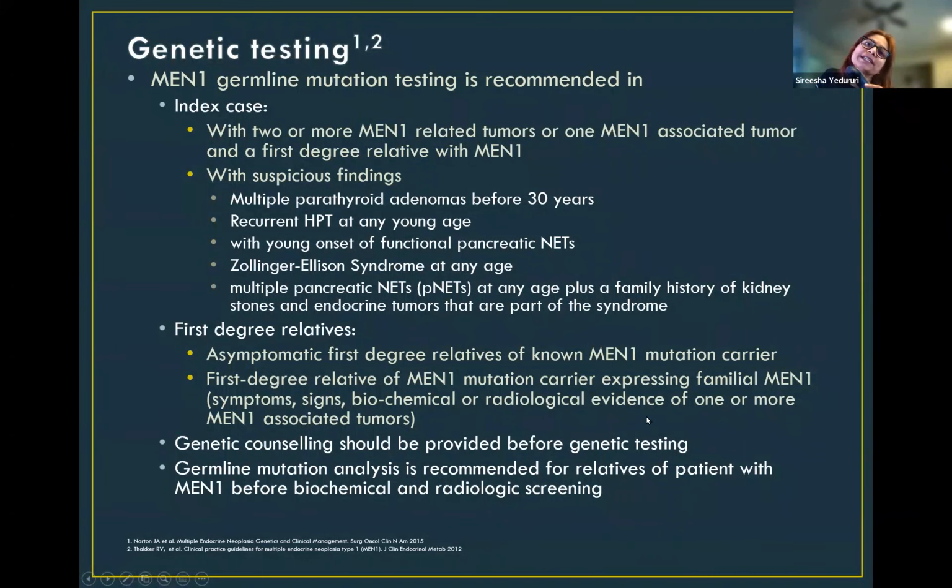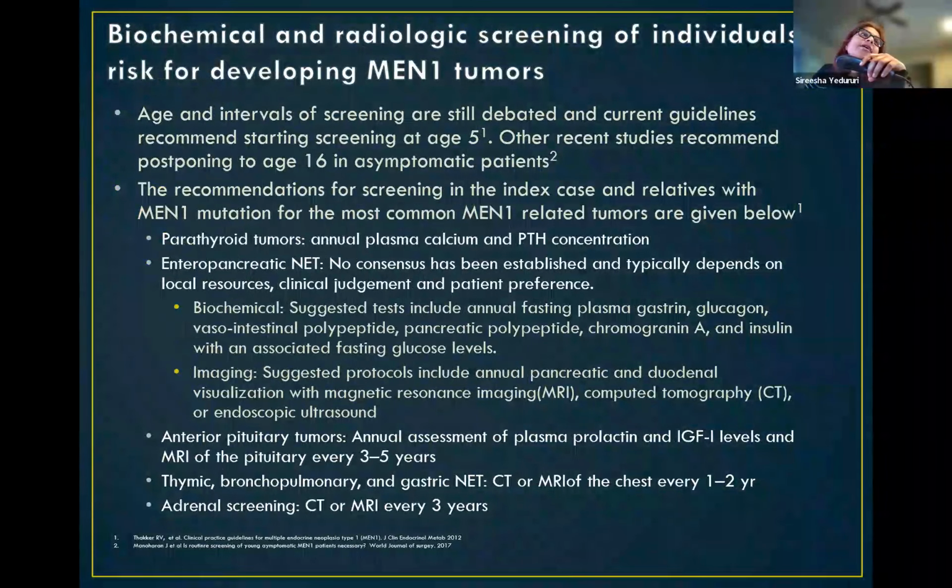But before doing genetic testing, I think all these patients deserve counseling so that they know what to expect. Germline mutation analysis is recommended for relatives before we start doing biochemical or radiologic screening, because we want to establish the diagnosis of the genetic mutation before we start doing all these tests. And then biochemical and radiologic screening of individuals at risk of developing.